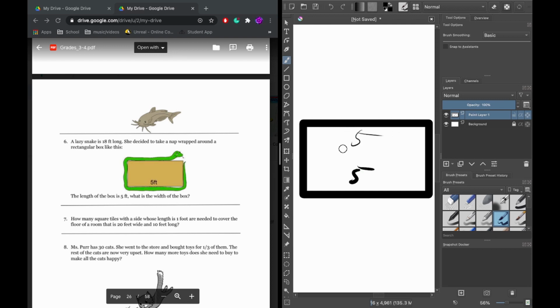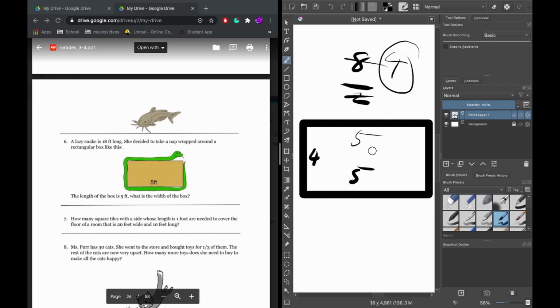And so 5 plus 5 equals 10. But 10 is not our answer. See, it says a lazy snake is 18 feet long. So the perimeter of the rectangle is 18 feet. So we would do 18 minus 5 plus 5, which is 10. And then we have 8. But 8 is not our answer. Because that means that this side plus this side equals 8. And so what we can do to figure out each side is 8 divided by 2. And we would get 4. So 4 would be our answer.